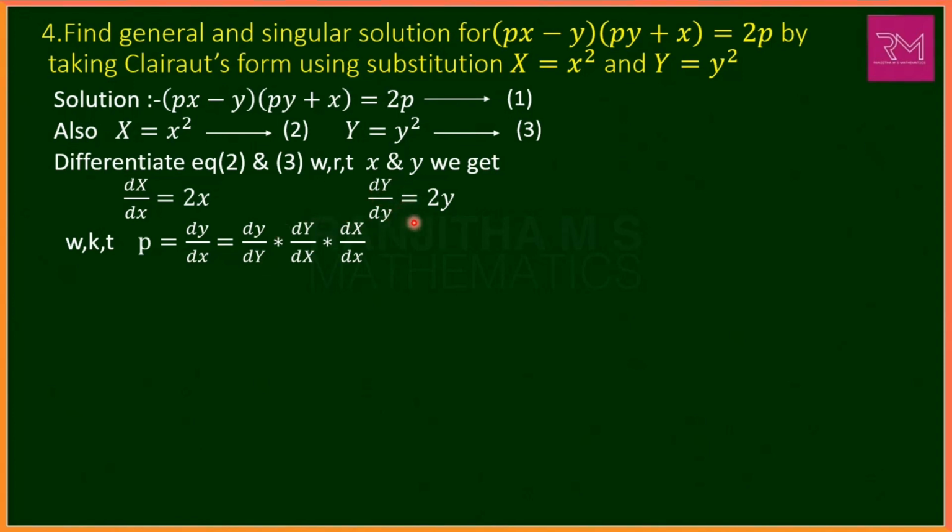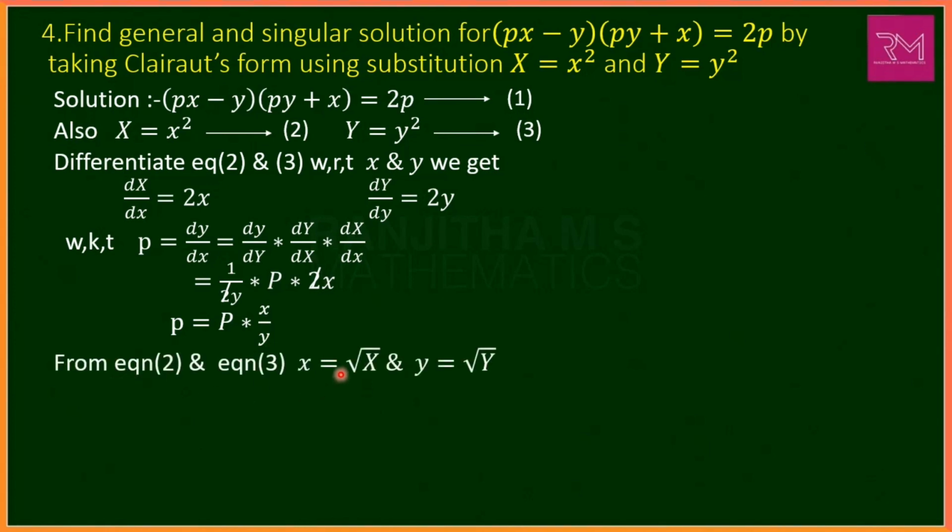Next step, substitute all these values. We know that dY/dy is 2y, but here we have dy/dY, so we have to take the reciprocal of this value. We get 1/(2y) into dY/dX, which is capital P, into dX/dx, which is 2x. Here 2 gets cancelled. Remaining is p = P x/y. We know that from equation 2 and equation 3 we can write x = √X, y = √Y. Substituting this value here, we get small p is equal to capital P into √x/√y. We can write it as √(x/y).